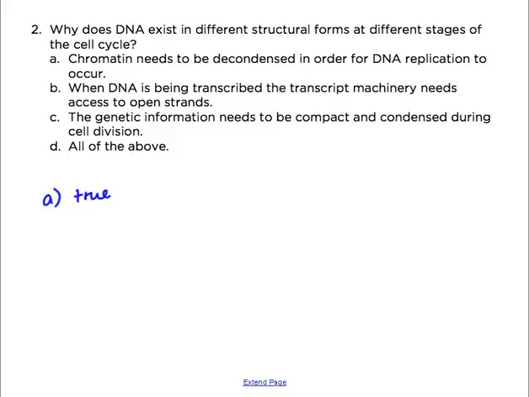so that DNA polymerase can come in and actually replicate the DNA before the cell cycle can occur. Before mitosis or meiosis can occur, DNA needs to be replicated so that there's 2 copies. So A is true. I'll just say needs to be decondensed for DNA polymerase to work.